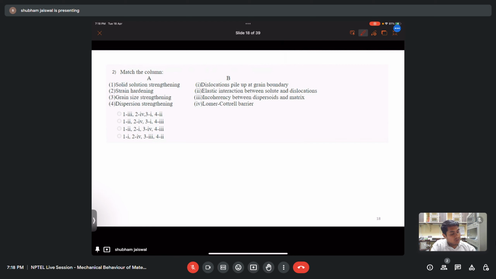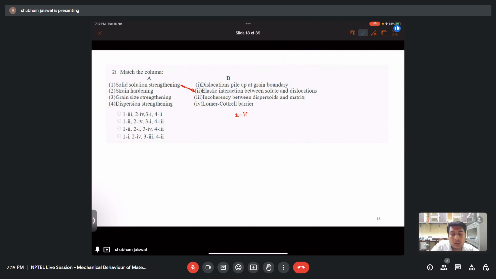Okay. So the first thing is solid solution strengthening. We know in solid solution strengthening, there is an interaction between the solute atoms and the dislocation, and that will result in the strengthening of the material. So among these, for the first one, we have the second option.